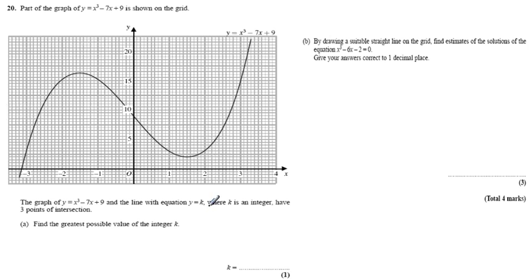Now, if y equals k, that's like y equals 2, y equals 7, y equals 23. And whenever you've got y equals something, you get a straight horizontal line. Equally, if you have x equals 2 or x equals 4 or x equals minus 23, you get a straight vertical line. So it's saying this graph and a horizontal line have 3 points of intersection.